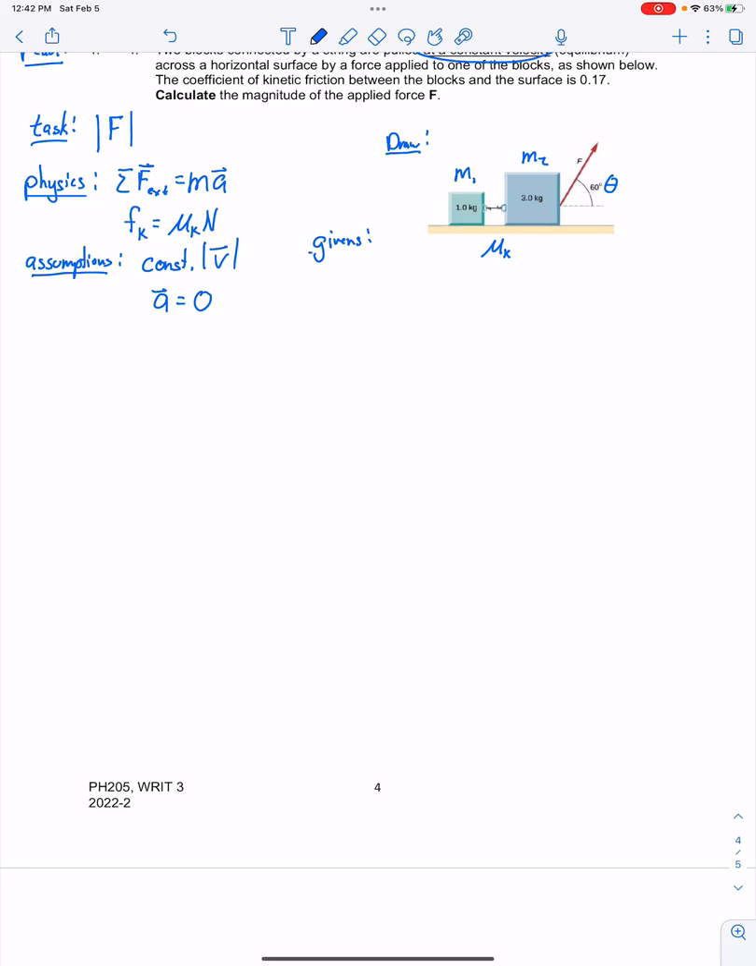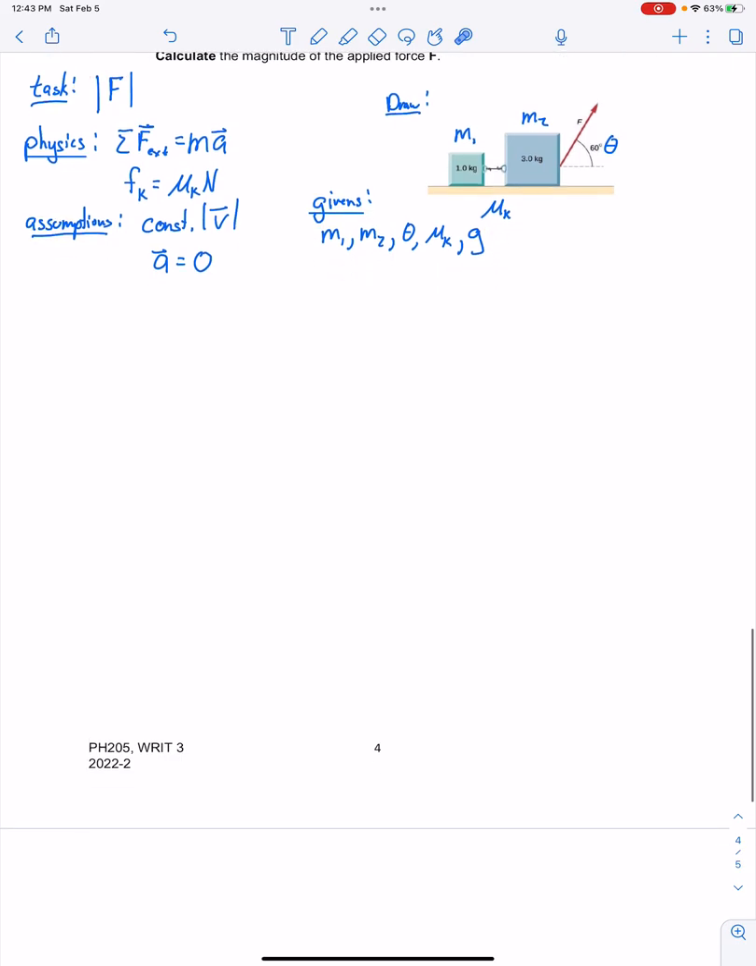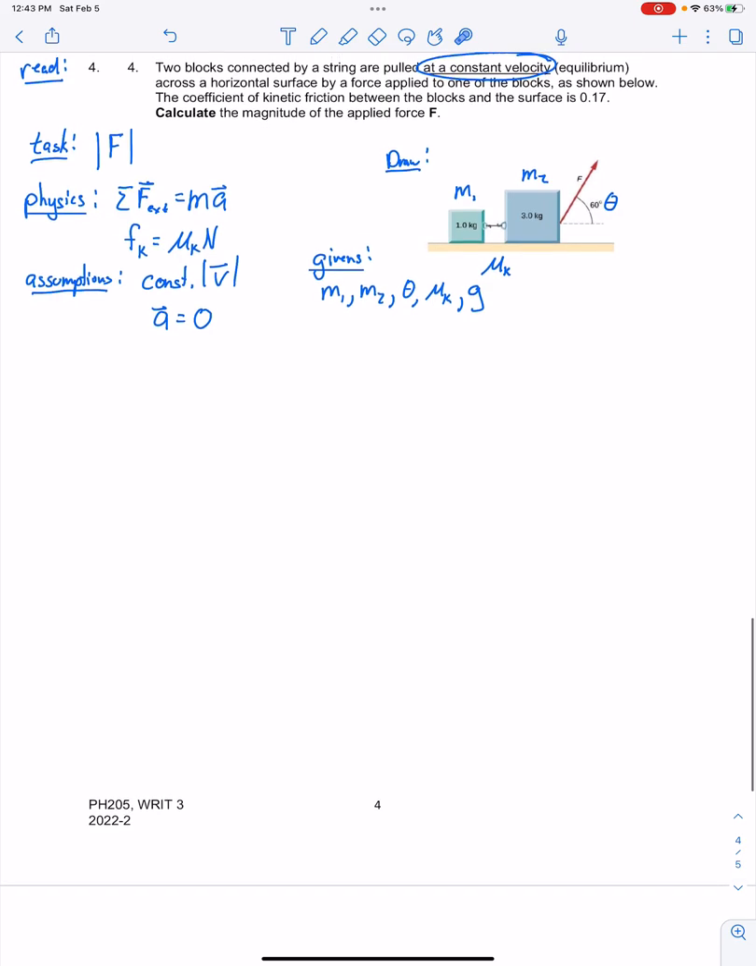So our givens are going to be M1, M2, theta, mu sub k, and g. Right? So our answer needs to be in terms of these quantities and nothing else. And that's the thing we're going after. We'll come back to that after we come up with our equation of motion, just to make sure we know that our expression is an acceptable answer. You can't turn in an answer in terms of stuff you don't know.